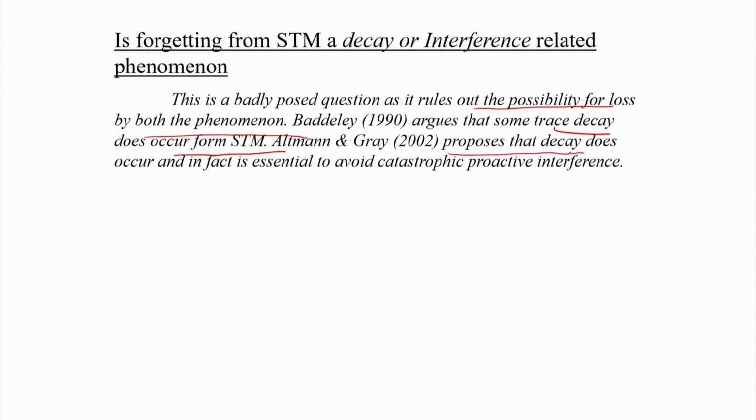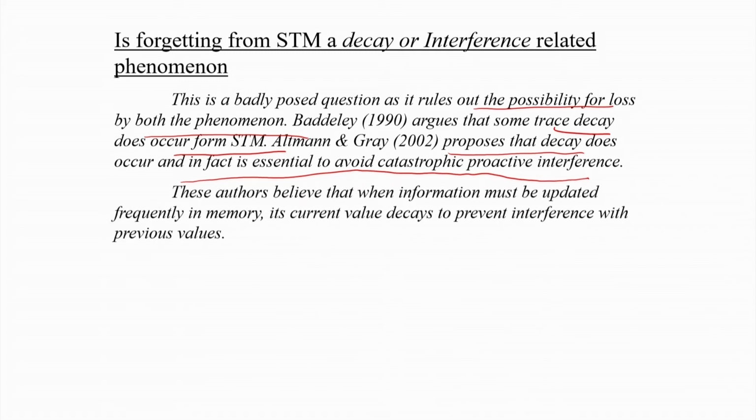Altmann and Gray also proposed that decay does occur, in fact essential to avoid catastrophic proactive interference. Both these people say that it is not one over the other. Both factors, decay and interference, relate to each other, and both are responsible for the interference. These authors believe that information must be updated frequently in memory. Its current value decays to prevent interference with the previous value.